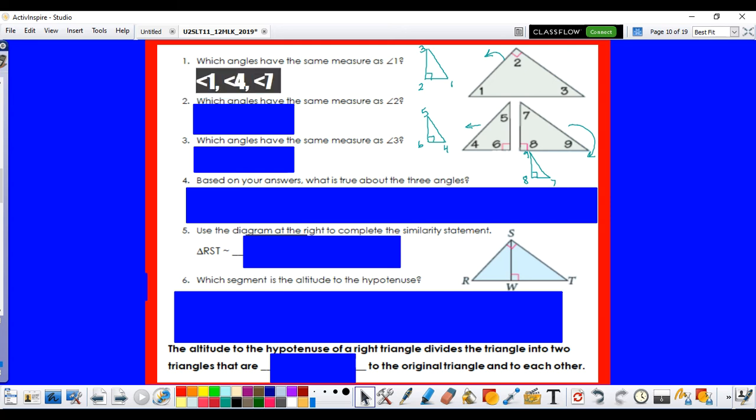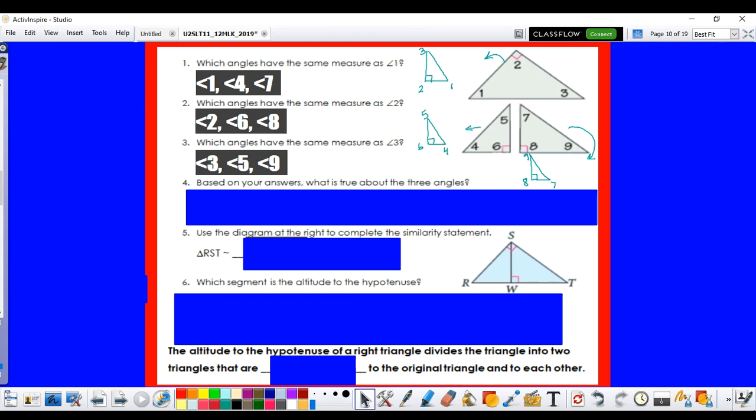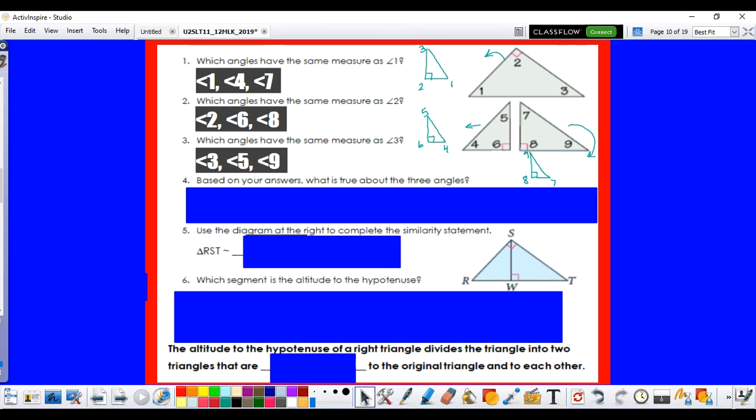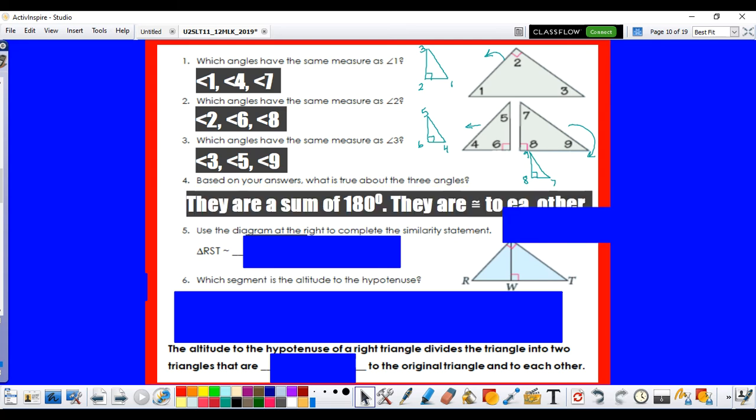Which angles have the same measure as angle 2? That's going to be 2, 6, and 8. Which angles have the same measure as angle 3? Those are going to be 3, 5, and 9. And then based on our answers, what's true about the three angles? We know that these three angles come up to a sum of 180. Of course, that's the triangle sum theorem.